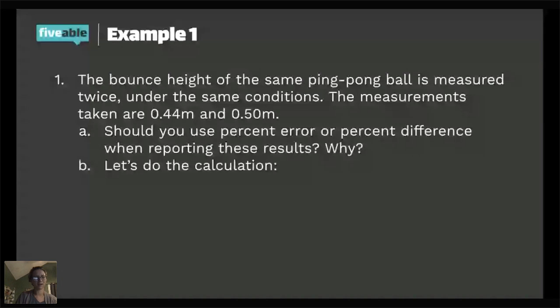Yeah, there's no theoretical value. There's no accepted value here. You don't know how high the ping pong ball was supposed to bounce. And so you're comparing data to more data. So you don't want to use percent error here, because neither of those values are more accepted or correct than the other. And so you would want to use percent difference here. You'd want to see how close together were they. That's what you're really trying to find.